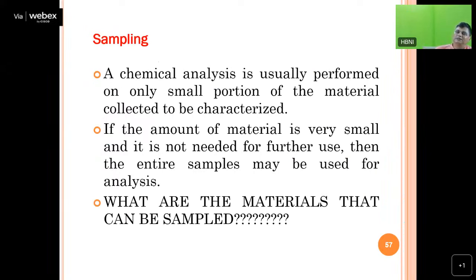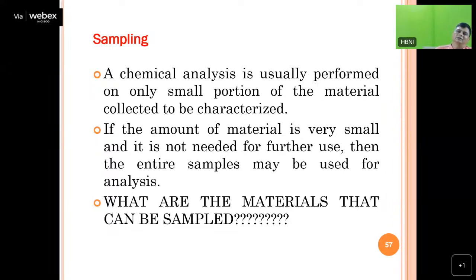So a chemical analysis is usually performed on a small portion of the material to be characterized. As I told you, it's not necessary that if you have 1 kg of sample, you must do the determination on the whole 1 kg. And if the material is very small and is needed for further use, then the entire sample may be used for the analysis. Generally, we have seen that synthetic chemists make a very small amount, about 100 milligrams or 50 milligrams of sample, and they are very afraid of analysis.